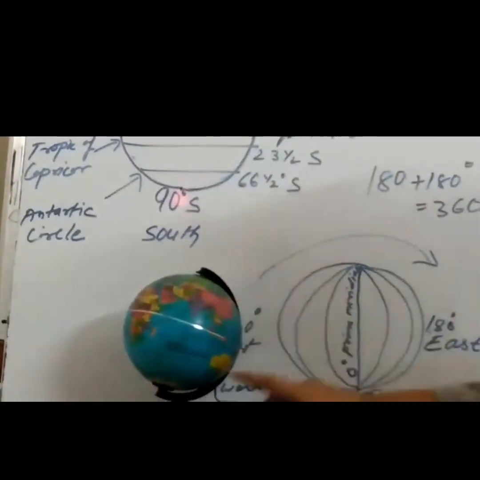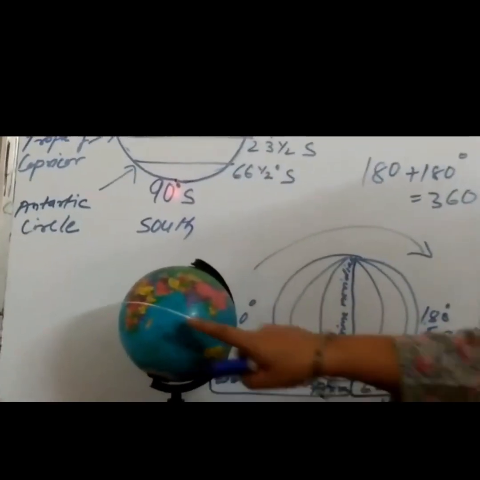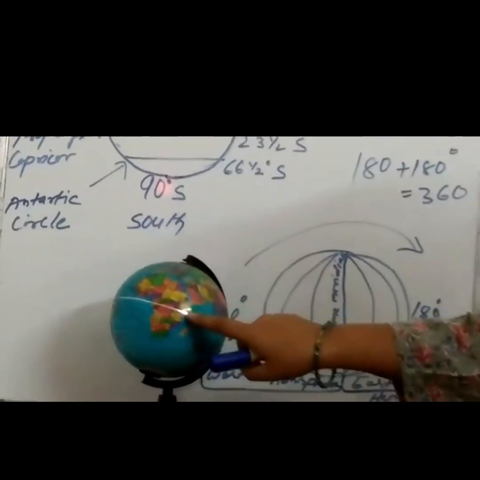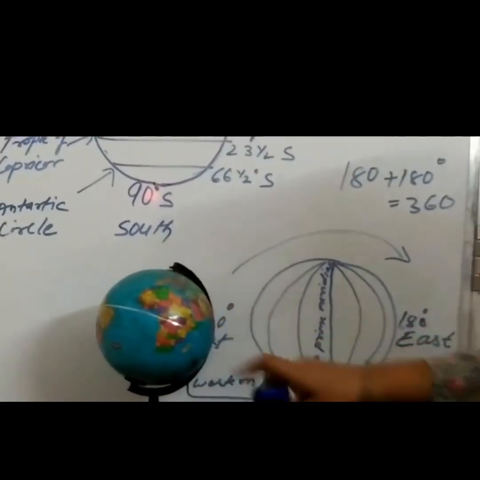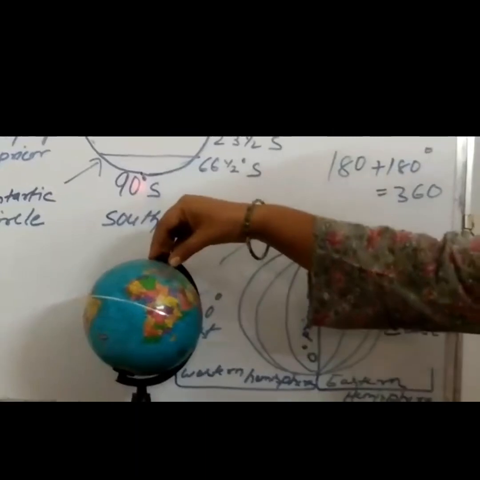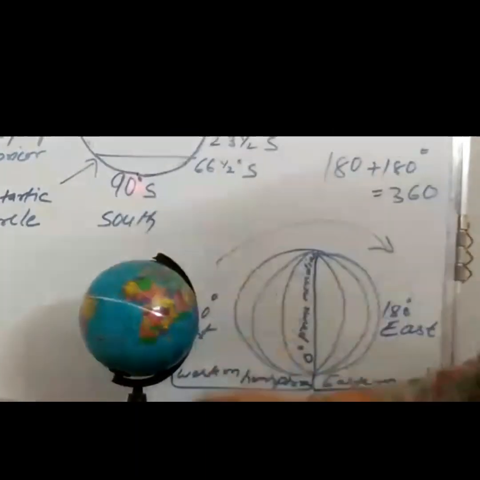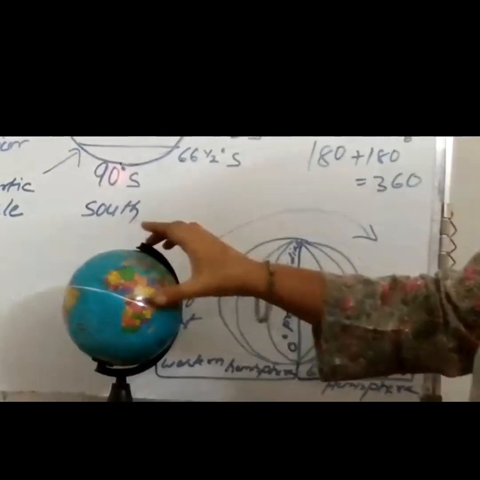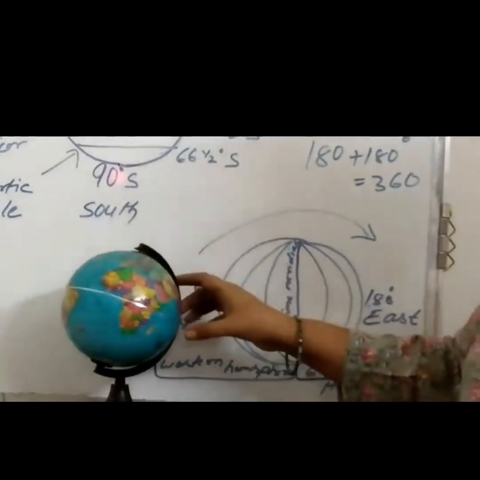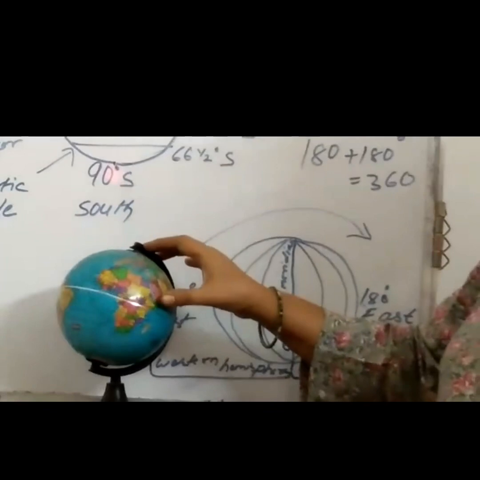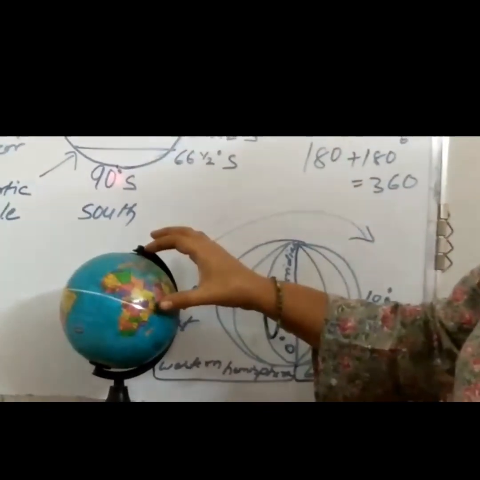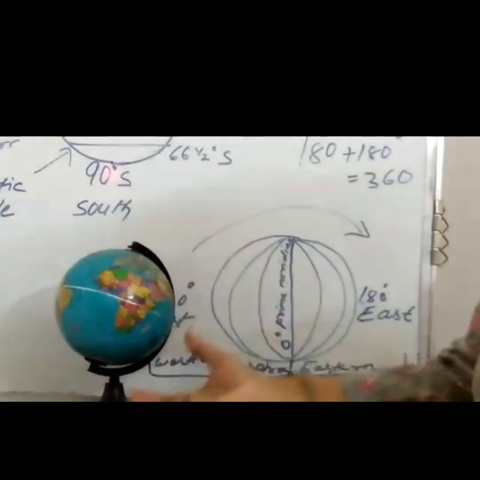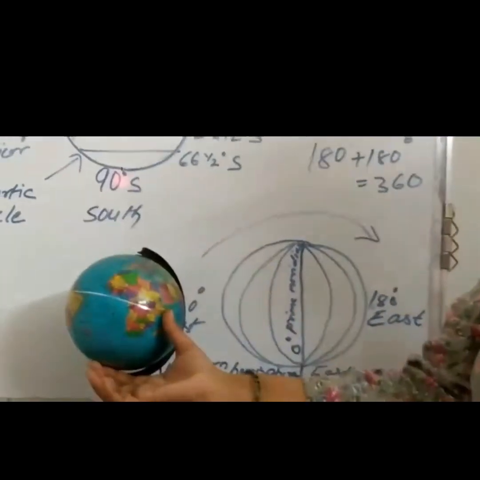Here just see, this one is the equator, this white line. And here this pole, this one is the northern pole and this one is our southern pole. That means this equator is playing a very vital role in dividing the earth into two equal halves. That means this one is our northern hemisphere and this one is our southern hemisphere.